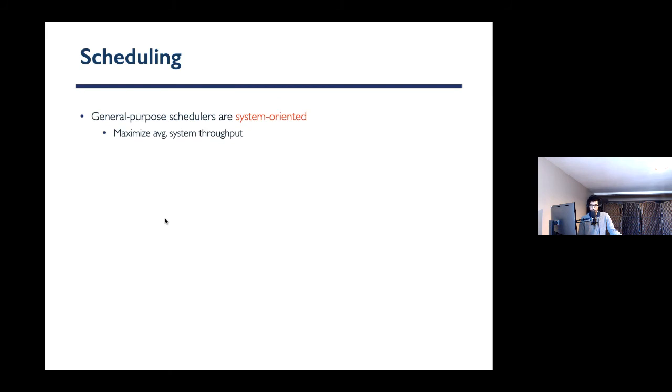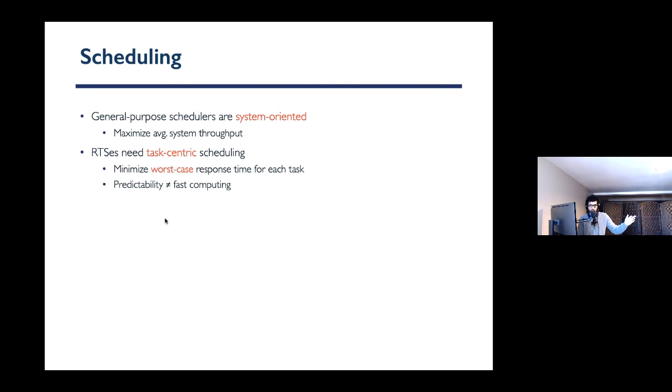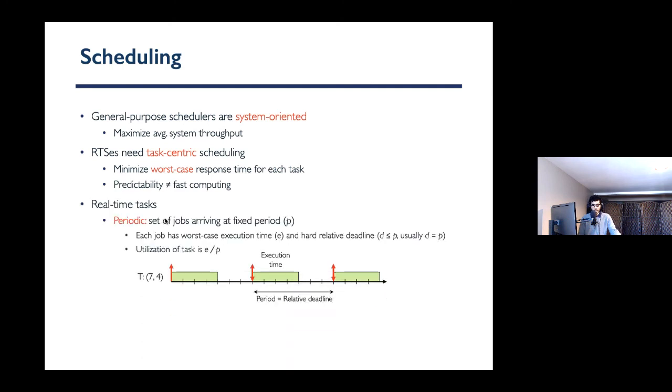So general purpose schedulers are system oriented. They just care about the average system throughput. As I said, with real-time systems, you need to think about minimizing the worst case time for each task. And we have seen it again and again, predictability is not equal to fast computing. We actually sometimes sacrifice performance for predictability.